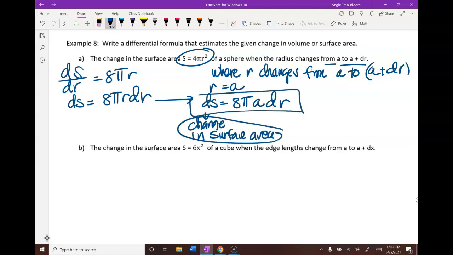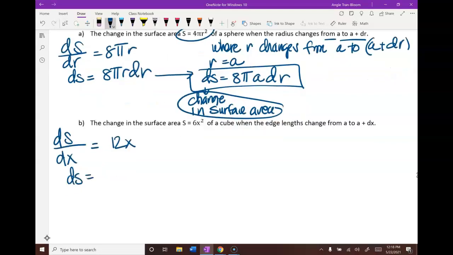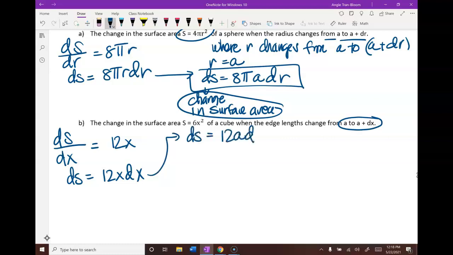All right, let's try B. The change in surface area, S equals 6x squared over cube, when the edge length changes from A to A plus dx. So similarly, let's do ds with respect to x. So you guys are going to have 12x. Well, we can solve for ds immediately, we can now have 12x times dx, right? Well, students, it wants us to substitute a from a to a plus dx. If we were to take out x and put in a, we would have ds equals 12a times dx. And that's all we have to do here.